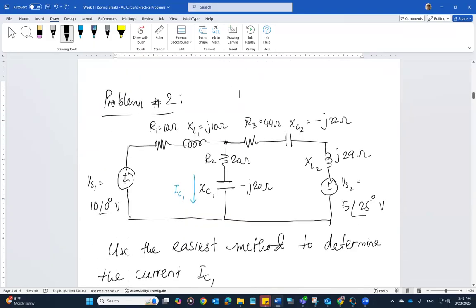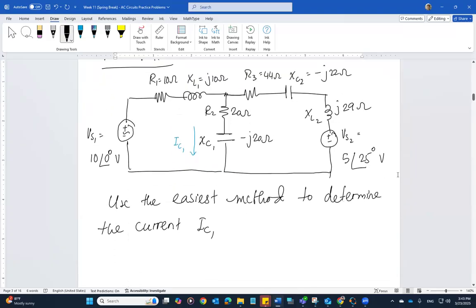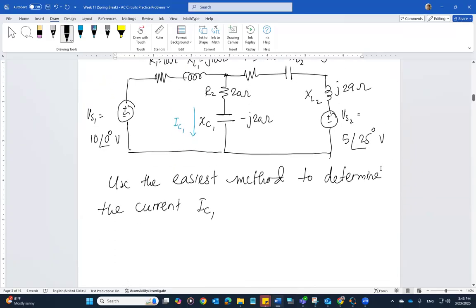Let's look at problem number 2. If you want to take a break or something, just pause over here, and then you can start working on problem number 2 when you come back. So I'm gonna keep going.